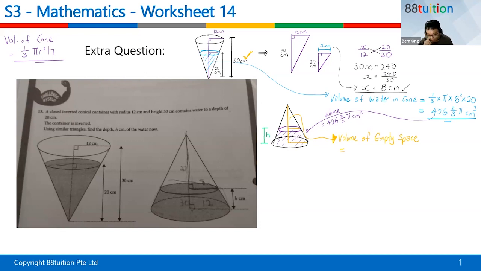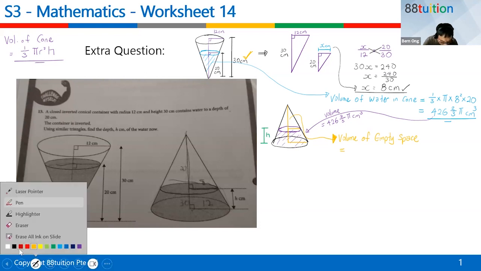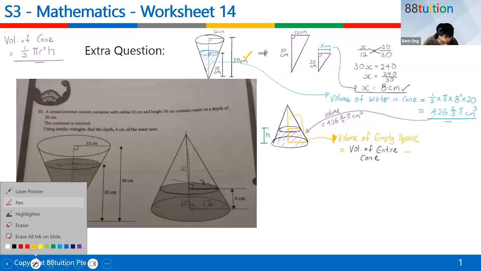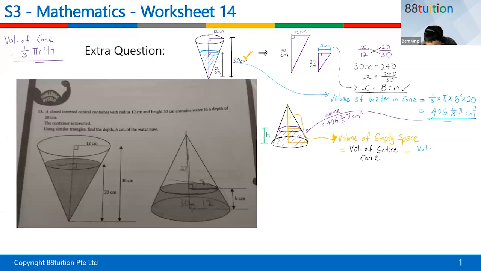All right, so how do you find the volume of empty space? I need to find the volume of the entire cone first, less out the volume of the water. Does it make sense? That's the volume of the empty space.